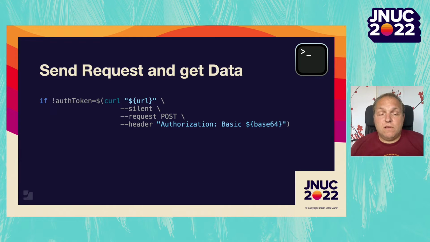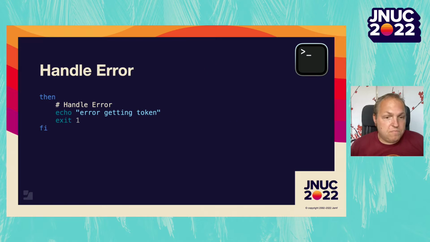Then we send the request. On the shell, I use curl. Curl does an HTTP request to some server and gives me the output, which I'm storing in a variable here. And we make it silent because I don't want to see all the UI. We make a POST request because that's what the Jamf documentation says we need for this. And we add our password that we prepared earlier, our encoded password, in an authorization basic header.